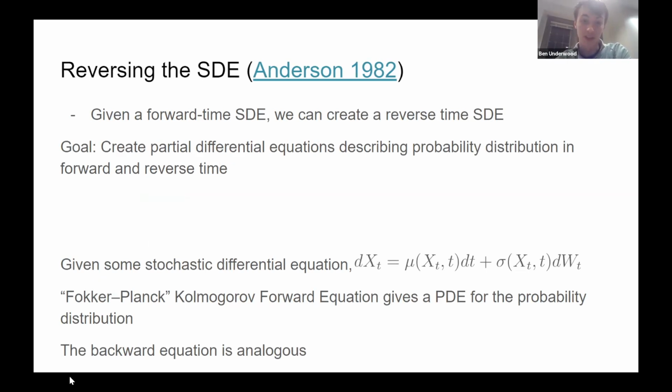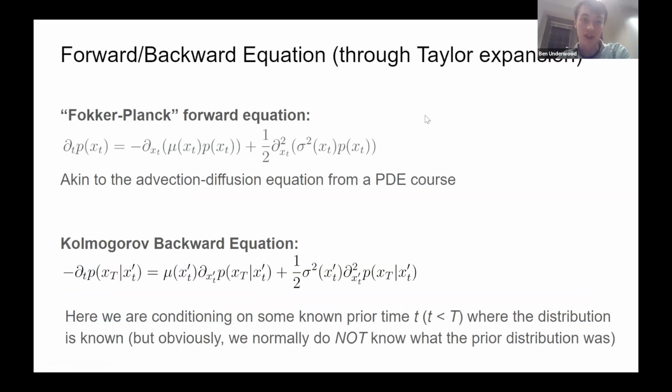We have the Fokker-Planck-Kolmogorov equation, which is shown here. It can be thought of as akin to the advection diffusion equation. So we have a drift term and a diffusion term. Then we also have the backwards equation. This one's a little bit more interesting. We assume that we know what the distribution is at some prior time, little t, and then it's looking at the posterior distribution at a later time, big T.